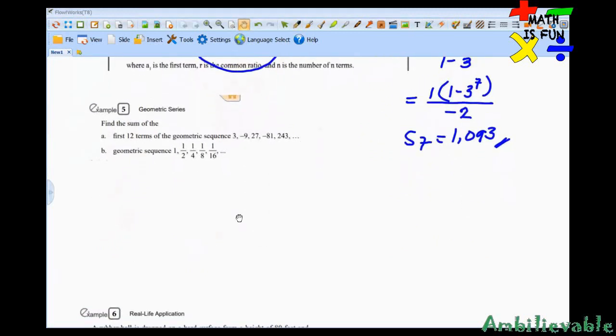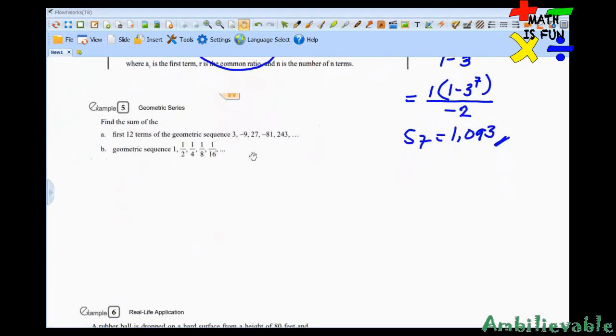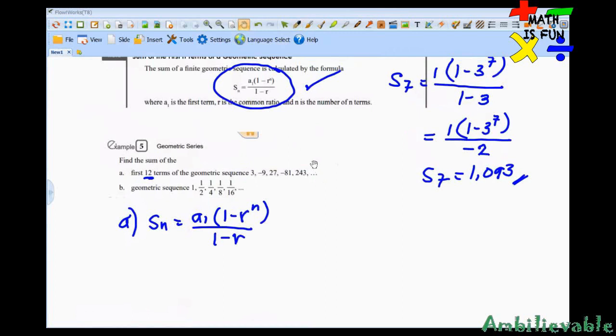Find the sum of the 12 terms of the geometric sequence 3, negative 9, 27, negative 81, and so on. So we have 12 terms. Our formula will be on letter A: S sub n is equal to A1 times 1 minus r raised to n over 1 minus r, right? So that is our formula. Easy to remember, correct? So let's start now substituting the given values.